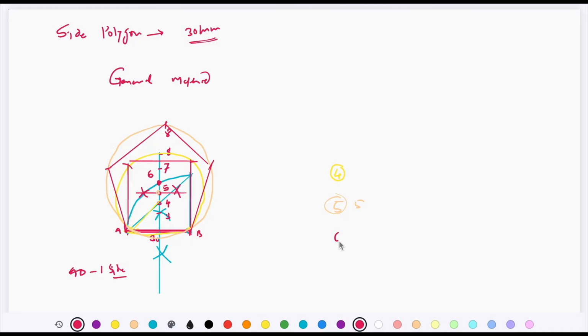Similarly, if you want to locate a 6-sided polygon, you have to choose center number 6, radius is equal to 6 to A, draw this circle, then take the original radius AB in a compass and go on dividing this circle. You will get a hexagon.